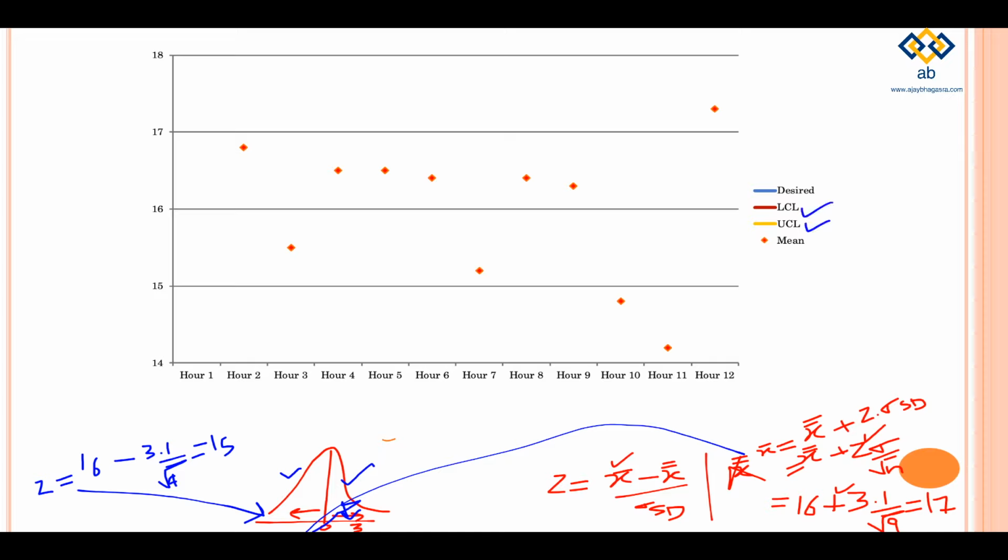So this is what you want, and desired is represented with blue, and this is your sample means, right? And this is the hours. Hour number one, you have the sample mean, whatever you plot it here, right? So you then look at these distributions. You see, this is how it might look to you, and these are outside the limits.